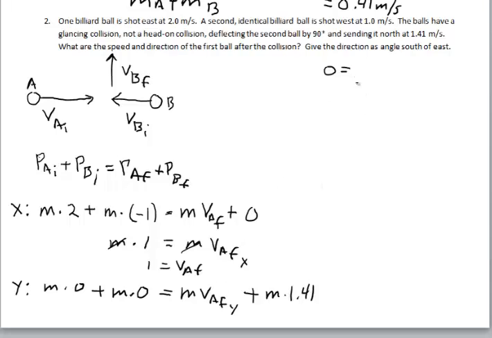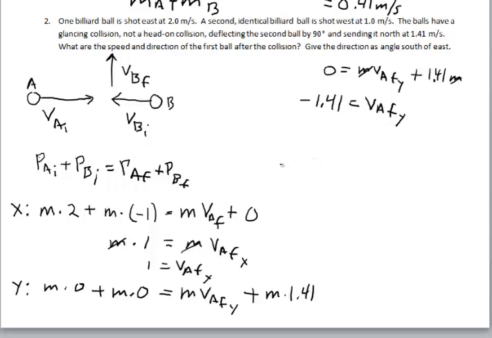So you got 0 equals m V_FY plus 1.41 m. The m should cancel, so we got negative 1.41 equals V_FY. All right, so we got our V_FX and V_FY.